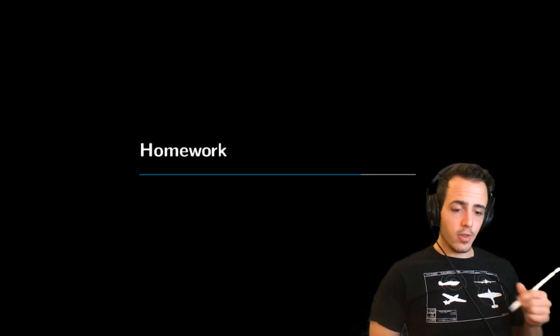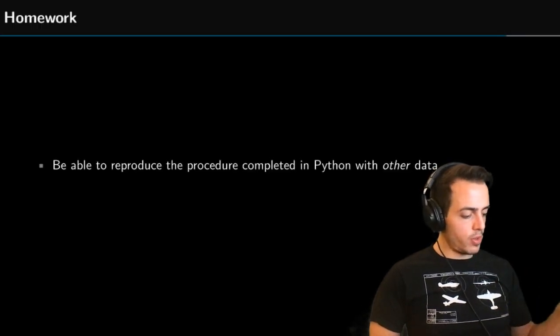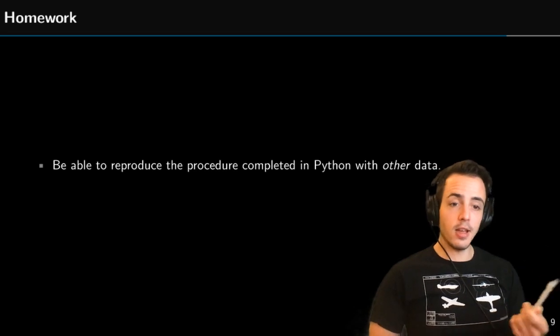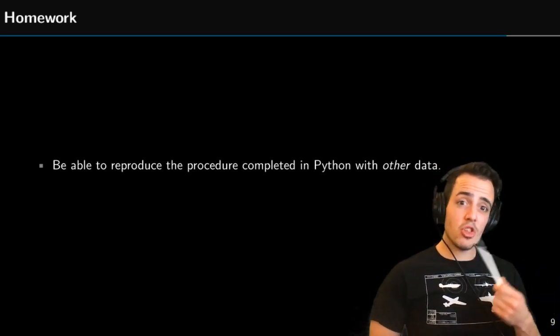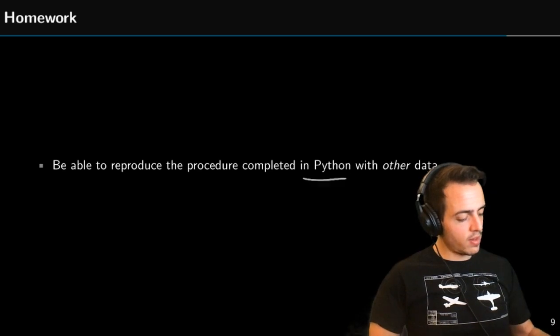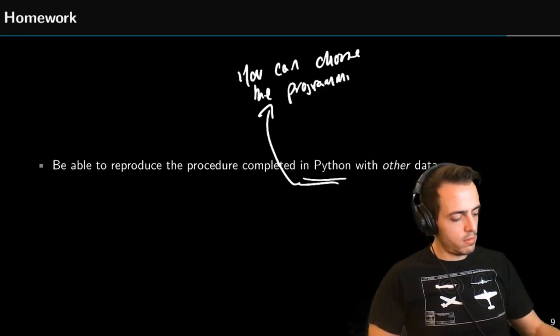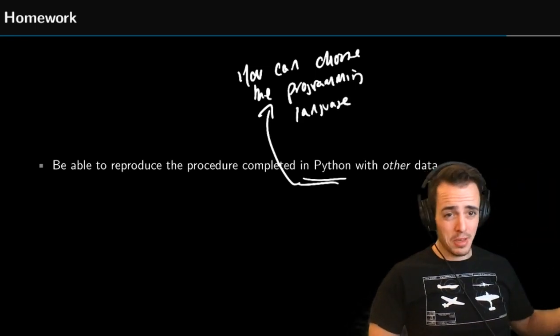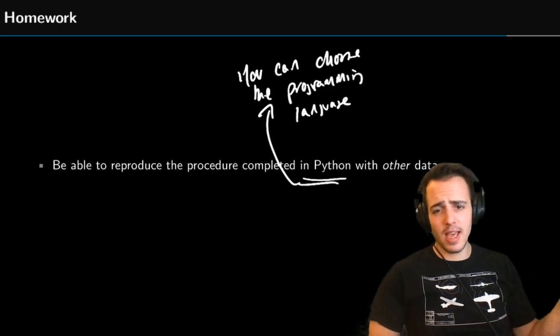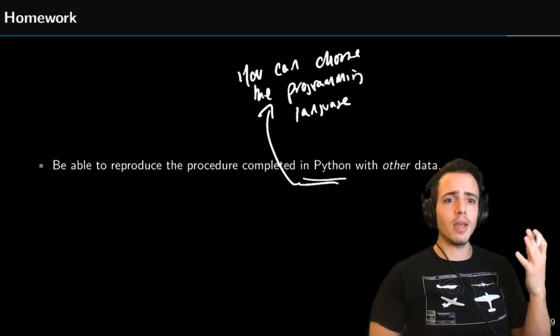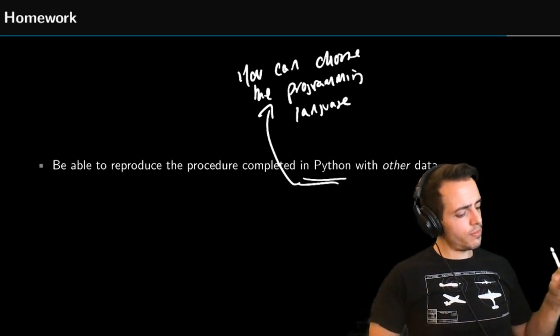Homework. So for this week, you've got to be able to reproduce the procedure completed in Python with other data. So have a look at what I've done. Check that you can do that. Even though I say completed in Python, I mean the bit that we just did in Python. So you can choose the programming language. If you want to do it in MATLAB, do it in MATLAB. If you want to do it in Java, do it in Java, C, Fortran if you happen to be 50 years old. You can do it whatever you want.